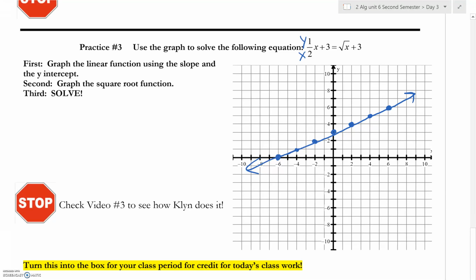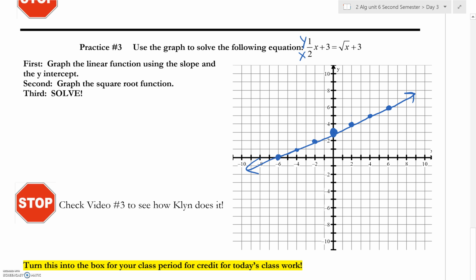Then our next task is to graph the radical function. So I see here that there is no shift left or right. It's just square root of x. There's no plus or minus under the radical, so there's no left or right shift. All there is is a vertical shift up 3. So up 1, 2, 3, we have our first point.